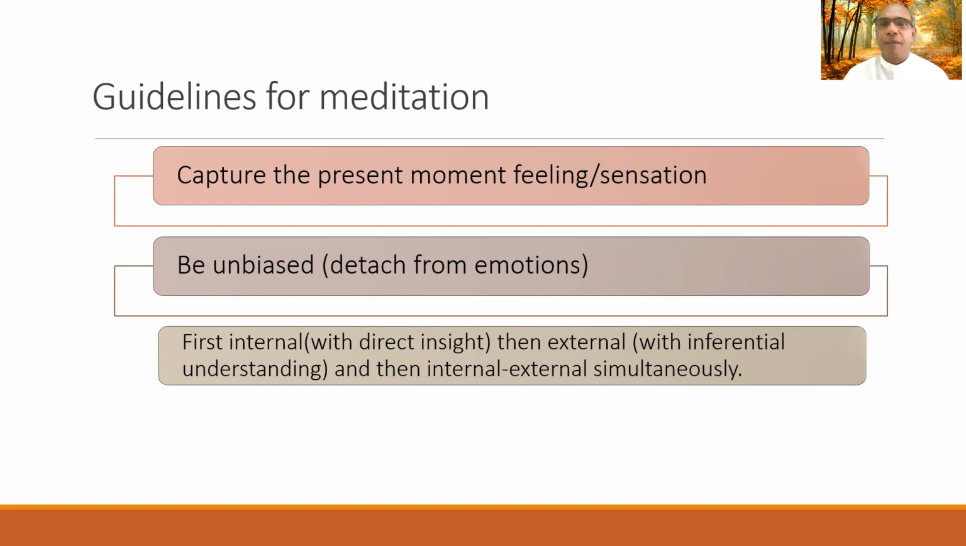For example, when you are experiencing a pleasant feeling, that's direct. But then with inference, you can understand, okay, there are many other living beings who are having similar worldly pleasant feelings right at this moment. So that is called inferential understanding. And then internal and external simultaneously. You identify, okay, there is a pleasant feeling here, and externally also there are many pleasant feelings. So internally or externally, they all are pleasant feelings. That is this step. So that part is bare mindfulness.